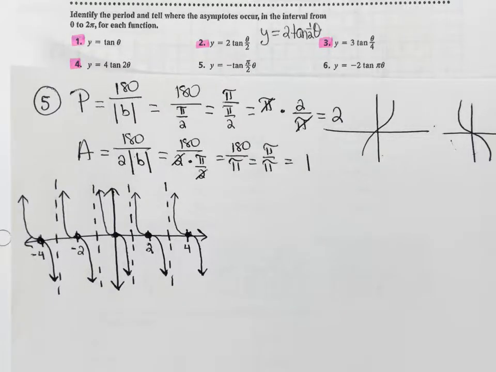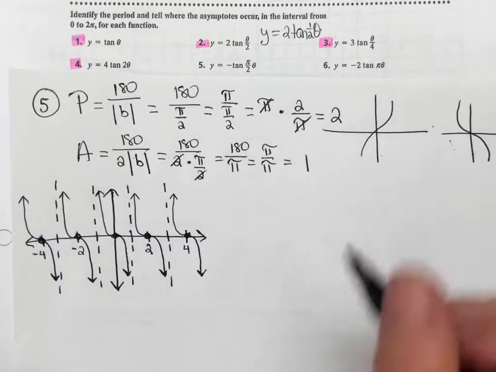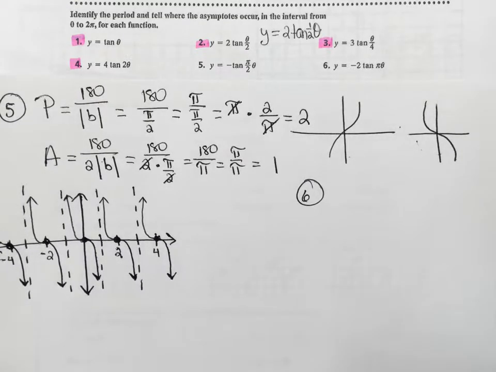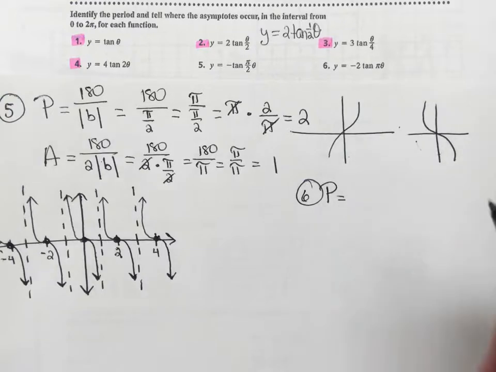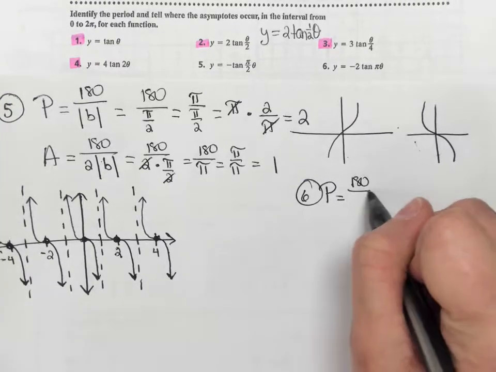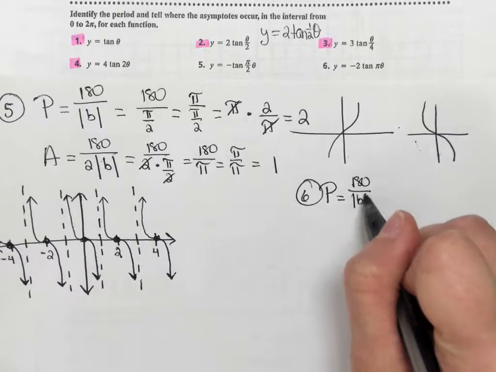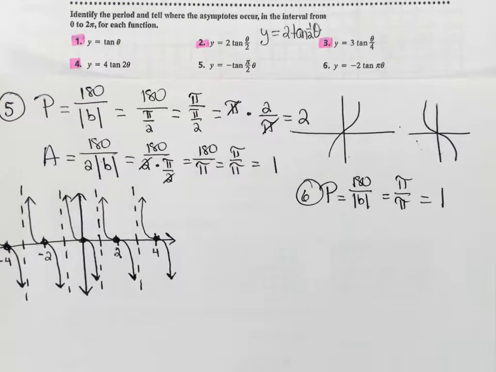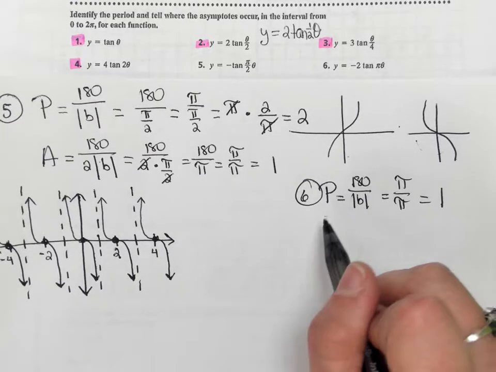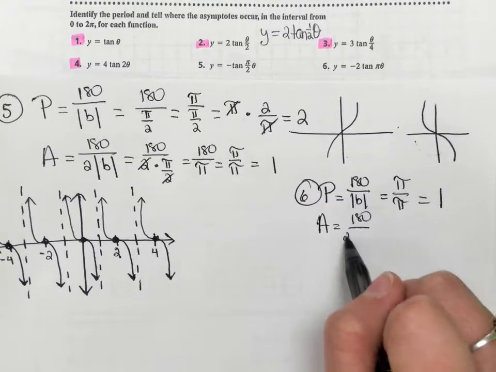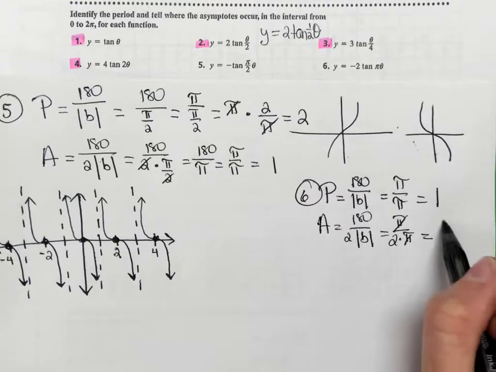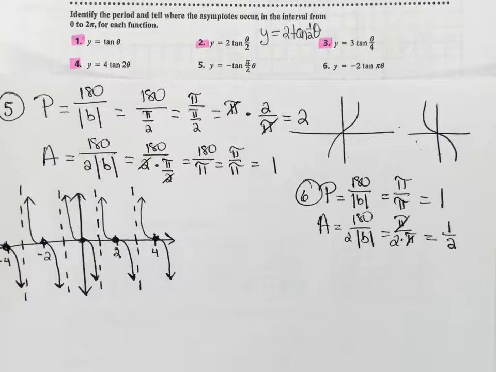So, all right, let's look at number 6. What do we do to find our period for this one? Pi over pi, very good, which would just be 1. And right off the bat, we should know our asymptote would be how much? 1/2, but let's just use our formula to make sure we show our work. And that would be pi over 2 times pi. And make sure that the 2 stays on the bottom for a 1/2. Very nice job.